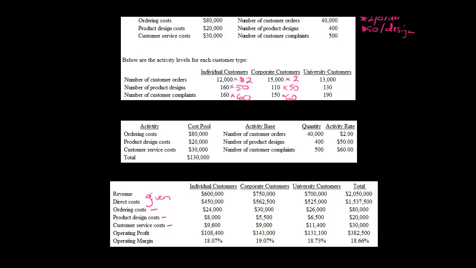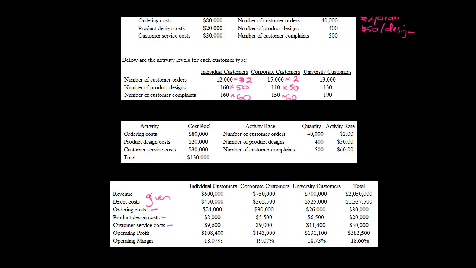Now, if we follow the exact same process for university customers, we get to an operating profit of $131,100 and an operating margin of 18.73%. So clearly here, our most profitable customer type for this company is the corporate customers. It has the highest operating profit and also the highest operating margin.